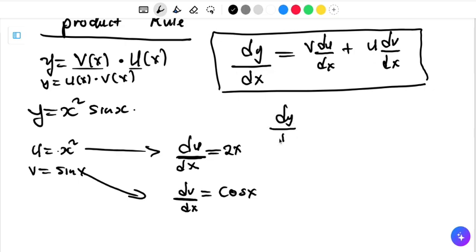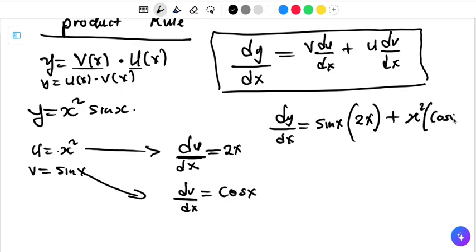We are finding dy/dx, and this is equal to, what is our v? So we have v here, and v is sine x. What about du/dx? du/dx, what do we have there? du/dx is this one, which is 2x. What about u? So our u is x squared. What about dv/dx? dv/dx is cos x. So this is what we have.